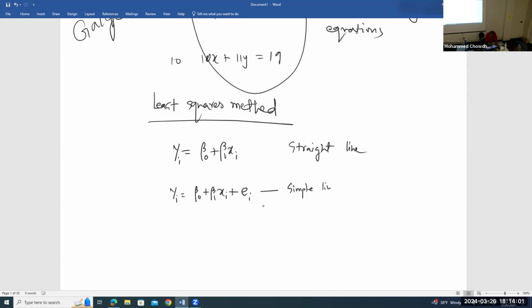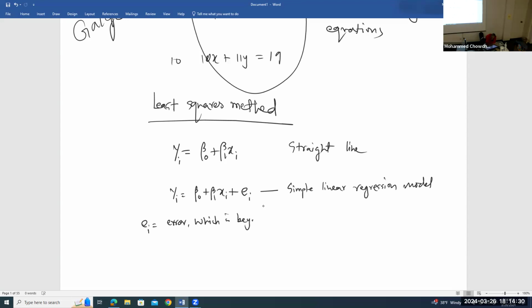Simple regression model. Because of this E, it is known as the regression model. Understand? So E stands for what? E stands for error, which is beyond human control.